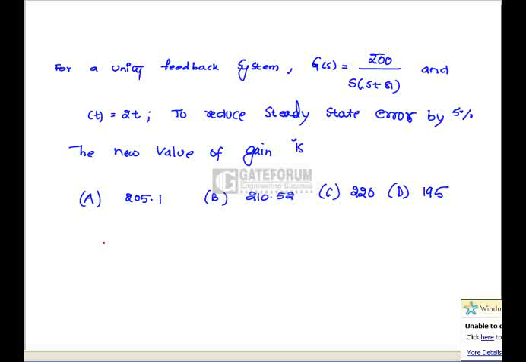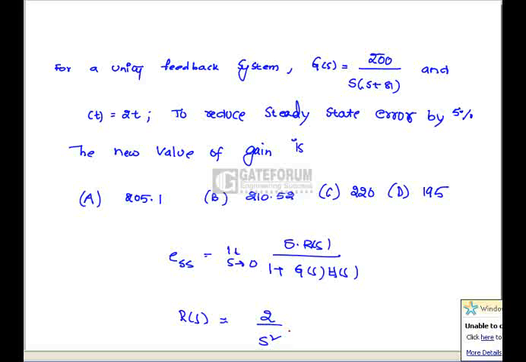For a unity feedback system, G of S equals 200 by S into S plus 8 and R of T equals 2T. To reduce the steady state error by 5%, the new value of gain is, we know the steady state error ESS is given as limit S tends to 0 S into R of S by 1 plus G of S H of S. Here R of S is equal to 2 by S square, which is the Laplace transform of 2t.